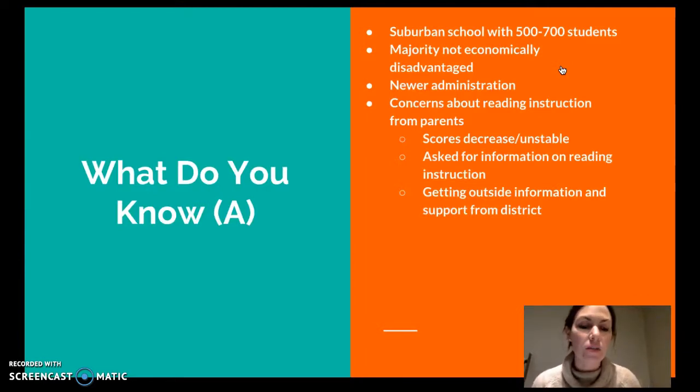The parents have asked for information on reading instruction through the president of their PTO, or Parent Teacher Association, and they're also getting outside information or support from the district. The parents are requesting that, as well as the administration is now doing that because there are so many concerns about the reading instruction.